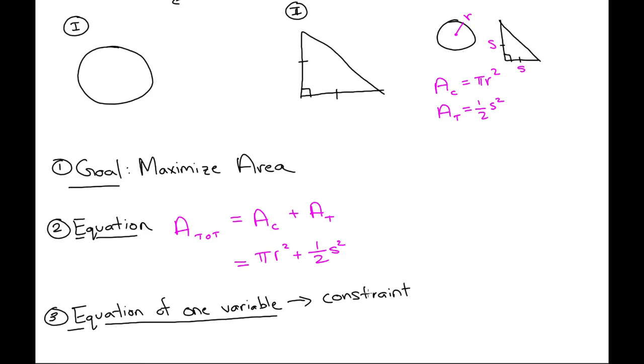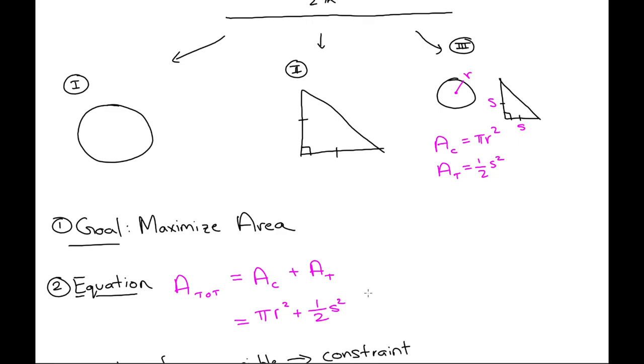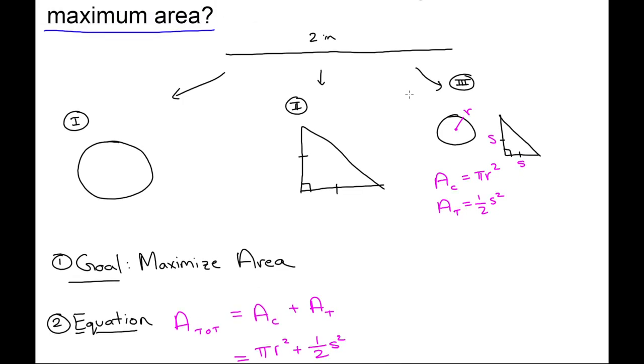This is a little extra piece of information that restricts us, which helps us get more focus and more specific solutions. So let's see if we can find what our constraint will be here. Notice that we only have a finite amount of thread with which to make these two shapes. So even if I cut this up, I'm going to have only a finite amount of thread for each of these shapes. I don't know exactly how much I'm using for each shape, but I do know that the total perimeter of each of these shapes has to be 2 inches.